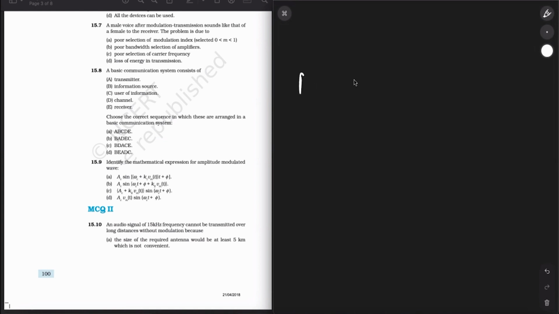See, male voice, higher frequency. It became a female voice. Oh, I'm so sorry. Lower frequency over here.